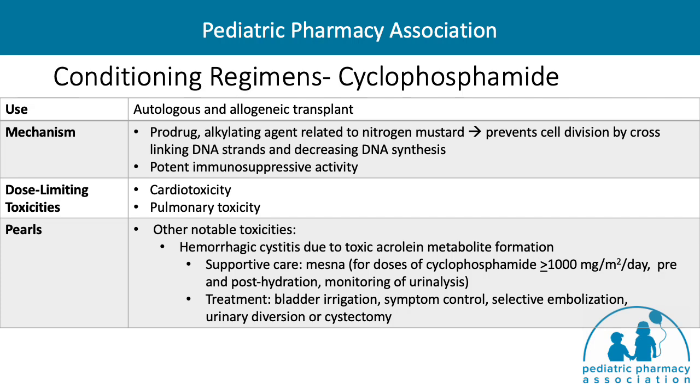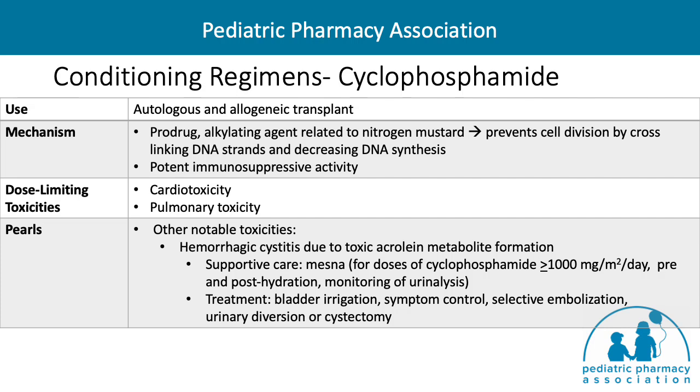Cyclophosphamide is a chemotherapeutic agent that's used in autologous and allogeneic transplant. It is a prodrug and undergoes metabolism to metabolites that function as alkylating agents. It prevents cell division by cross-linking DNA strands and decreasing DNA synthesis, and it has potent immunosuppressive activity. Dose-limiting toxicities include cardiotoxicity and pulmonary toxicity.